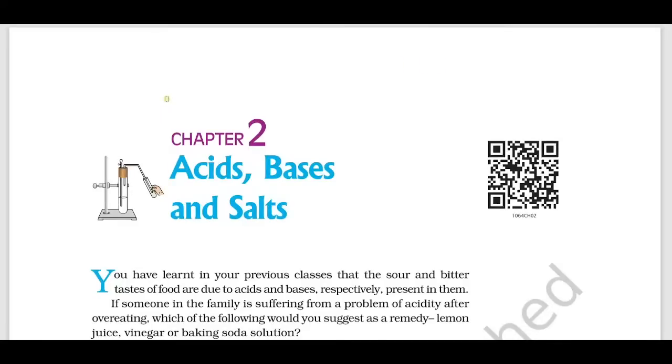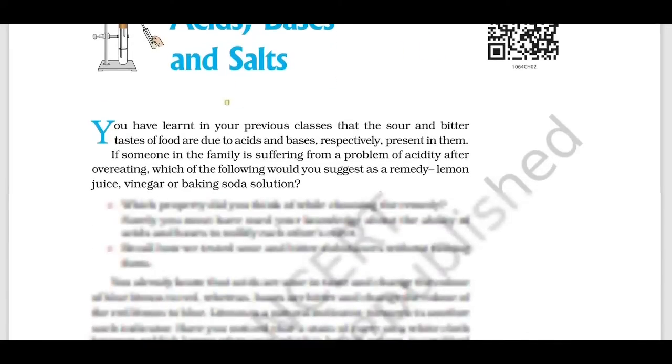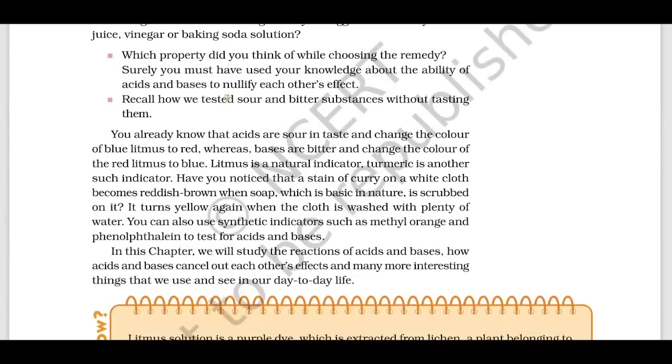Now the unit acids, bases and salts, again it is a very important unit from the examination point of view. Here the important thing you are going to learn is the taste of acids. Acids are sour in taste and they change the color of blue litmus to red. Opposite to that, red litmus to blue is changed by the bases, which are bitter in taste.